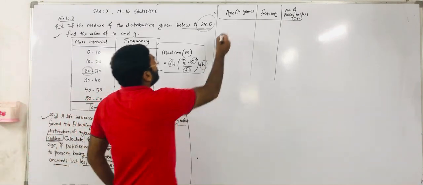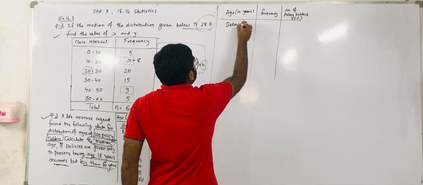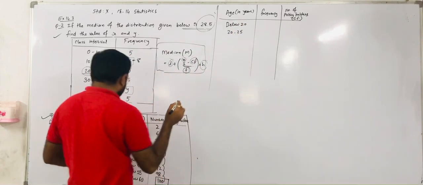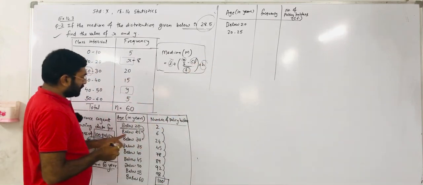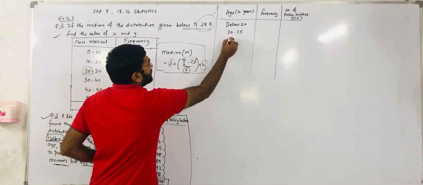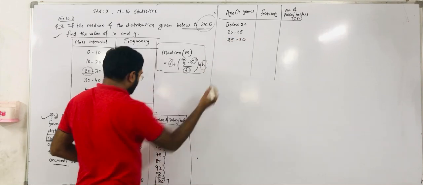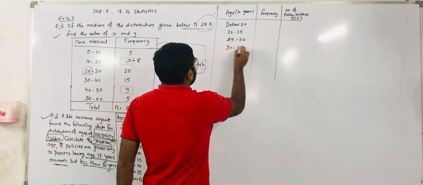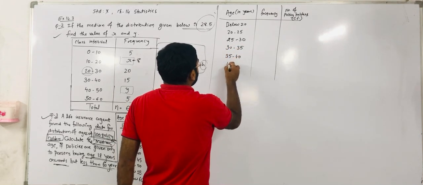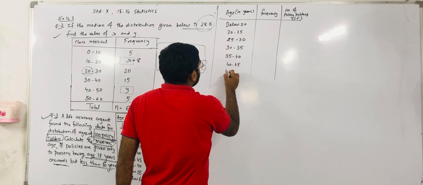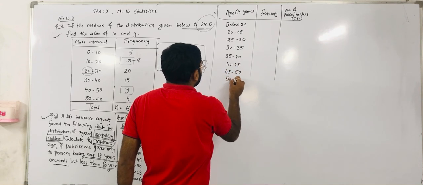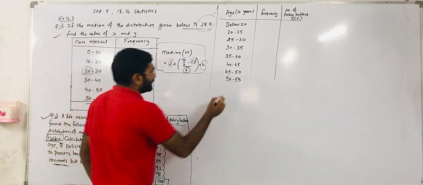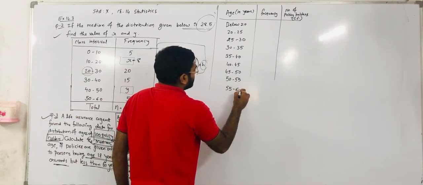So first we write the below 20 as it is. But from the second onwards we make it 20 to 25. Then the third one is below 25, so 20 to 25. Then the next one is 25 to 30. Same way we have to make all these classes in group form. 30 to 35, 35 to 40, 40 to 45, 45 to 50 and 50 to 55. Right? Below 55 means 50 to 55. Below 60 means 55 to 60.